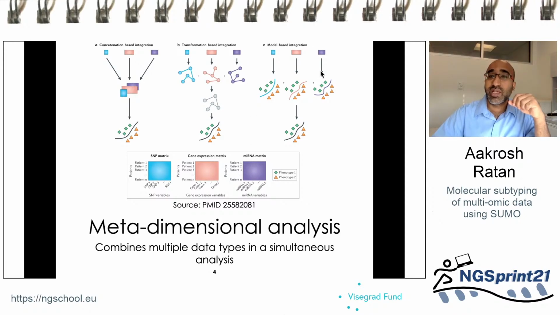Then there are methods like model-based integration, where the idea is that you perform your classification or your clustering on individual data types. So for example, if this is somatic mutations, you actually do the clustering on somatic mutations. You do the clustering on RNA-seq separately, and then you add everything together or integrate everything together. Again, the upside, we can use existing methods. The downside, in this case, is you miss out on any interactions because you are modeling each data type separately.